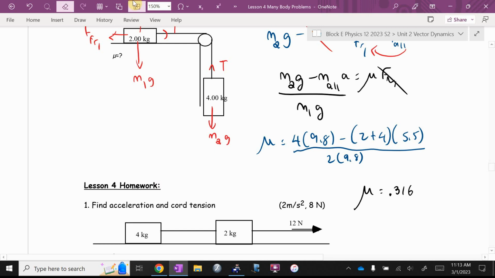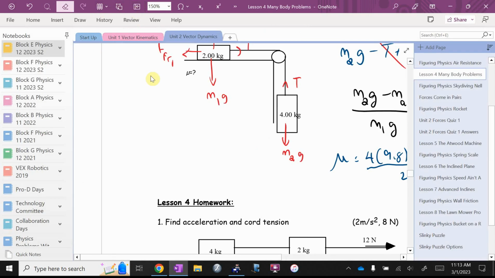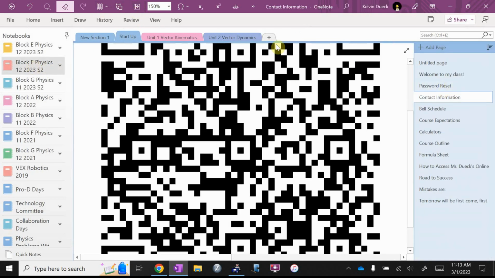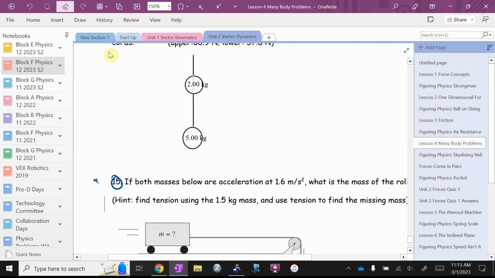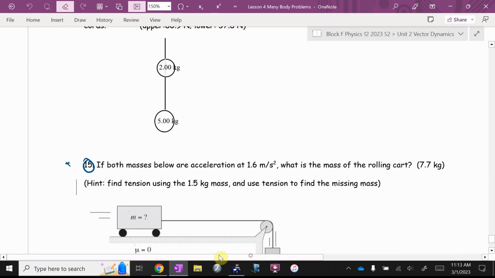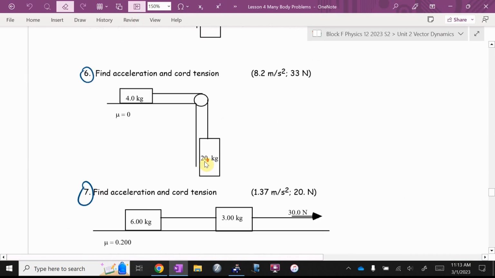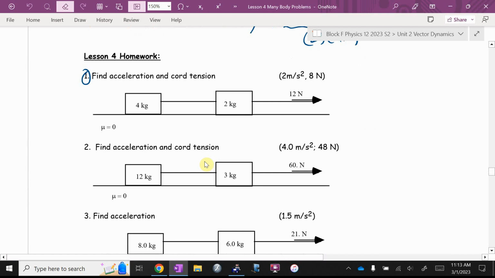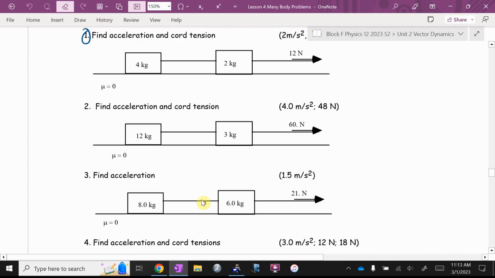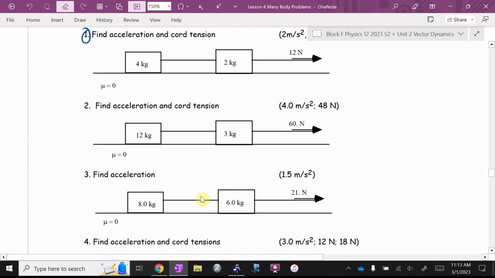Okay. What's your homework? I'll show you what I gave my Block F class this morning. Where were we, Mr. Dueck? Many body problems. I kind of cut things back a little bit, but number one, if you have trouble with number 1, 2 and 3 are identical. You can do those, but only if you feel you need the practice or for your studying later.